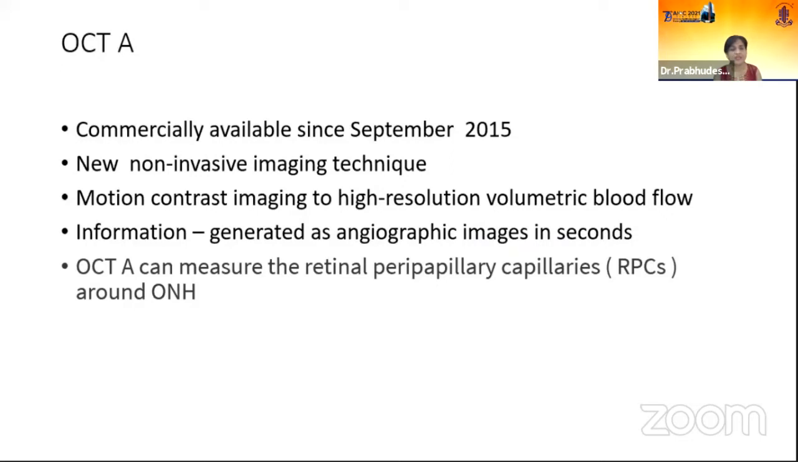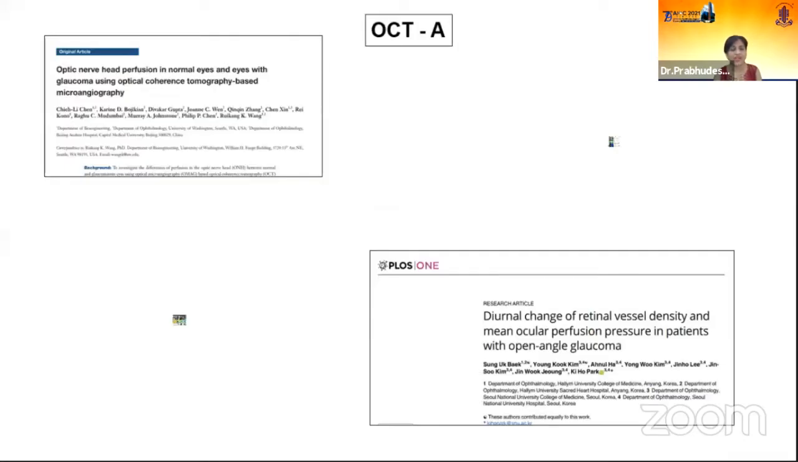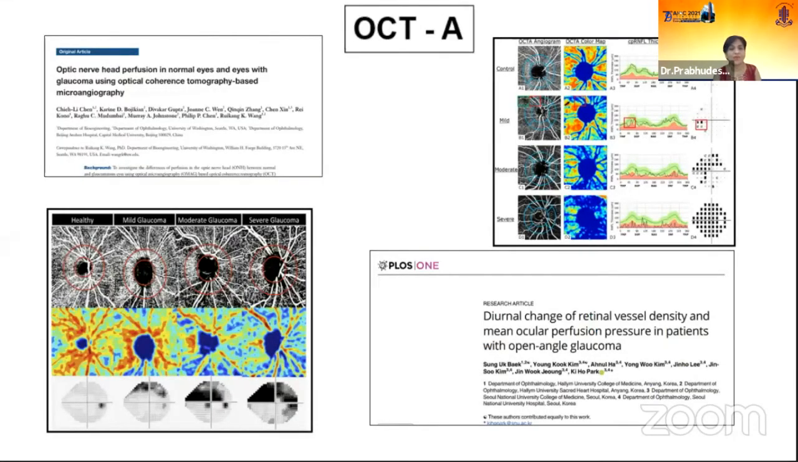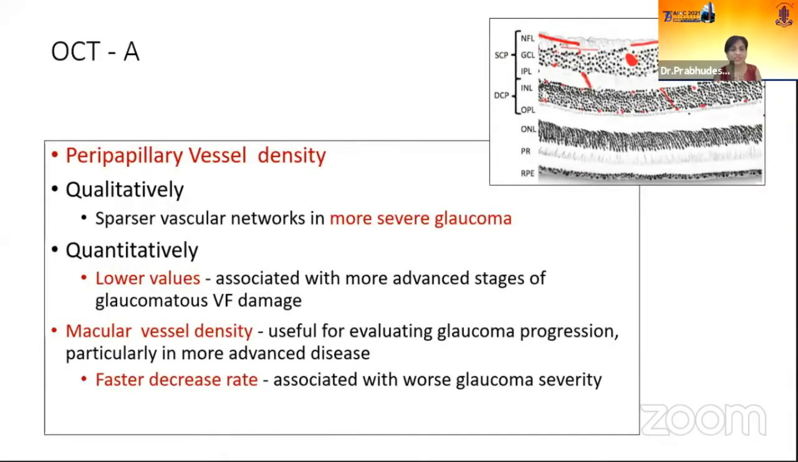Coming to OCT angio, this also can be seen on Swept Source, and it is commercially available since 2015. It is a non-invasive technique, and we can have angiographic images in seconds, and it can measure retinal peripapillary capillaries around the ONH. So there are reports in advanced glaucoma, there is loss of peripapillary capillary density, even in diurnal variation in open angle glaucoma, there is loss of these defects. So qualitatively, sparser vascular networks are seen in more severe glaucoma, and lower values of peripapillary and macular vessel density are associated with glaucoma progression and glaucoma damage.